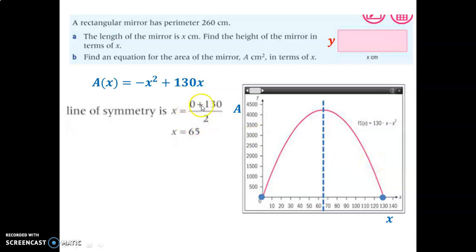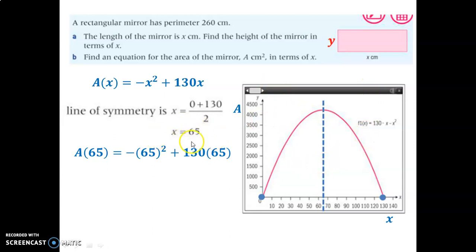By finding the average, we can see we're taking the two x-intercepts, 0 and 130, we're adding them and dividing by 2. So we're finding the average of the x-intercepts. We're able to find what is called the axis of symmetry right here. It's the point right in the middle between the x-intercepts, and it is actually the line of symmetry. That line of symmetry allows us to find what is called the vertex, the highest point, or sometimes the lowest point if the parabola is facing the other way.